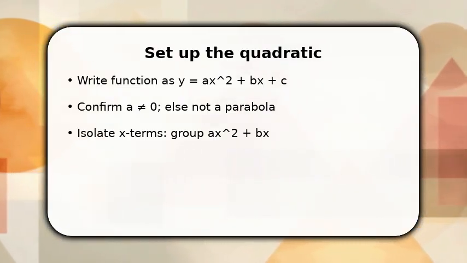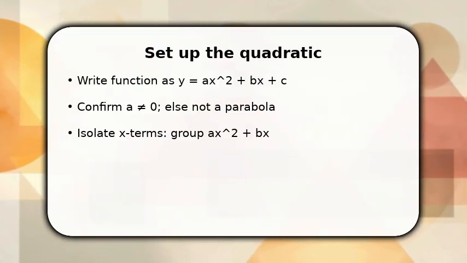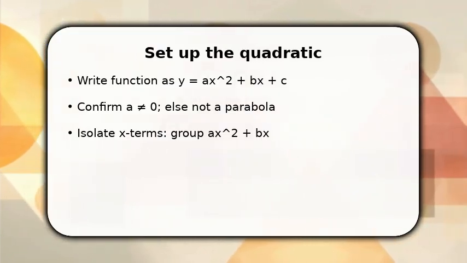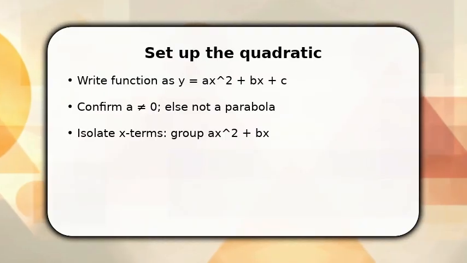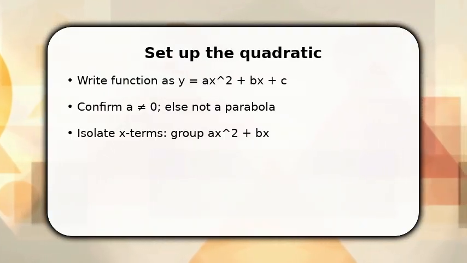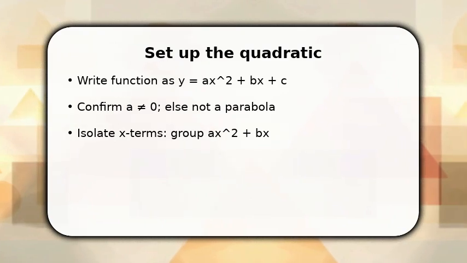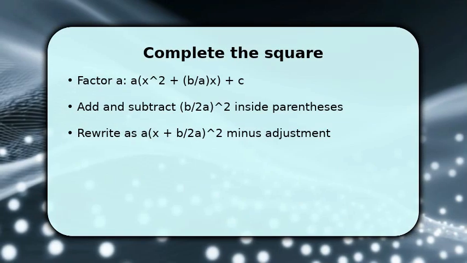Make sure to factor a out from those two terms if a is not equal to 1. This small move simplifies the algebra. You are now poised to complete the square, which is the only way here. You will complete the square inside the parentheses to reveal the vertex.